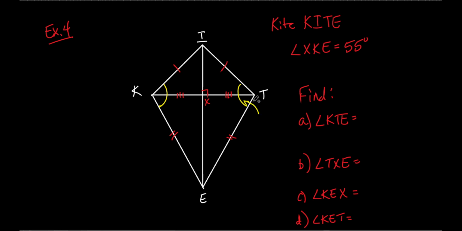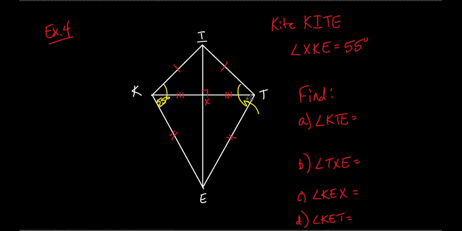Oh, did I forget something? Oh, I didn't even put in the 55. Let's do that. XKE, where's that? XKE. So this is 55 right there. Everybody see that? I was going to say, how in the world can you find that? You got to know something first. So you know that's 55 right there.